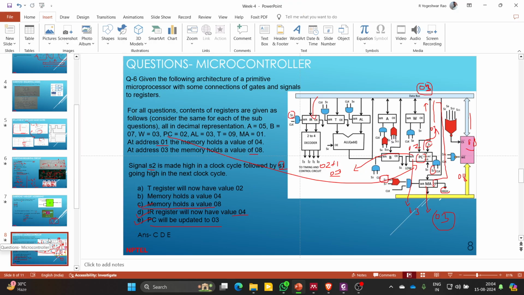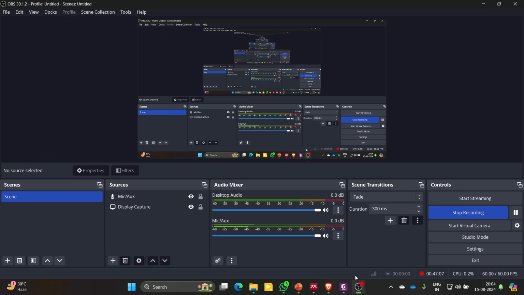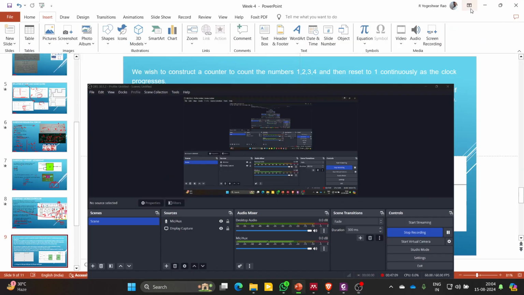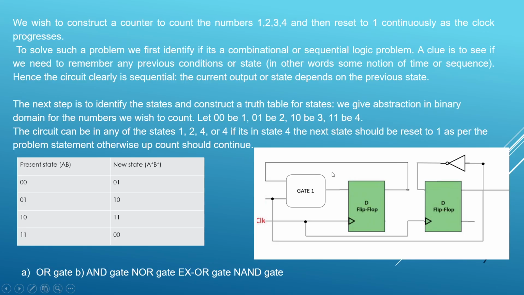And there's one more problem which I have shown you. Let's see the time here. I think it's 47 minutes, but I will take one question. I think this is a simple problem. You want to guess what the gate is. So let's just try to read the question.